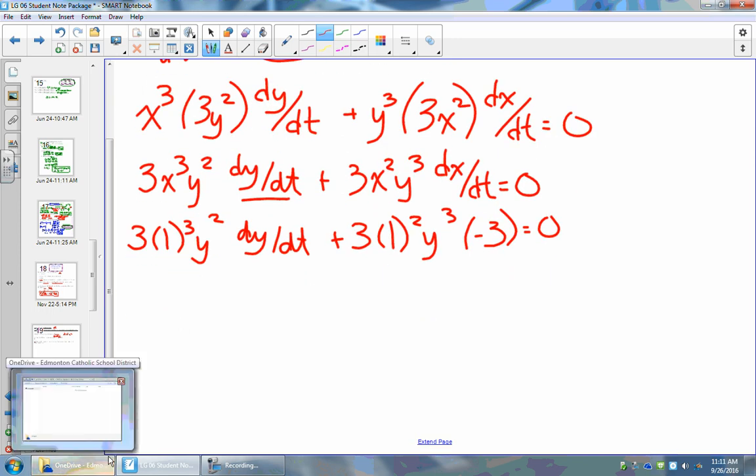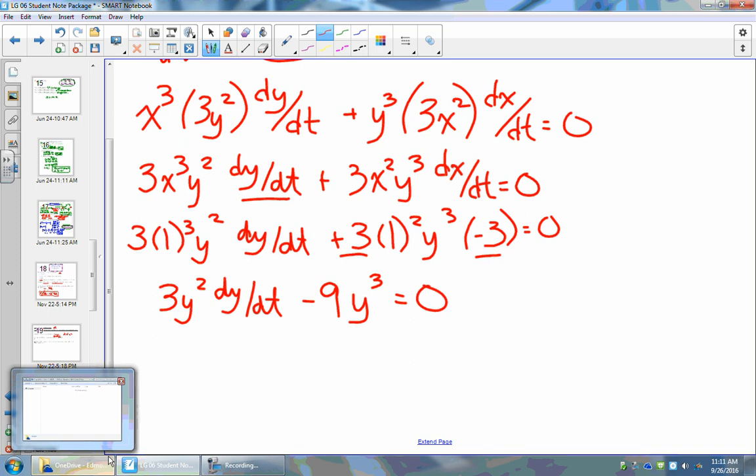Now, let's simplify them. That's going to be -9 y cubed is equal to 0. We'll just simplify it all in one step here. Now, I want to solve for dy/dt, but you'll notice that we still have a y in there, and we can actually solve for y. This is something you're going to be able to do in the next few questions as well.